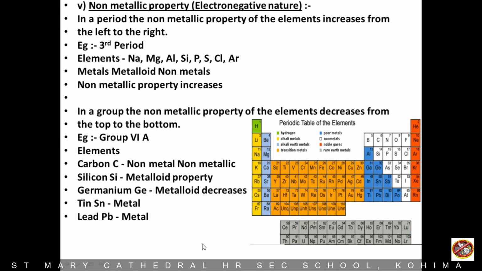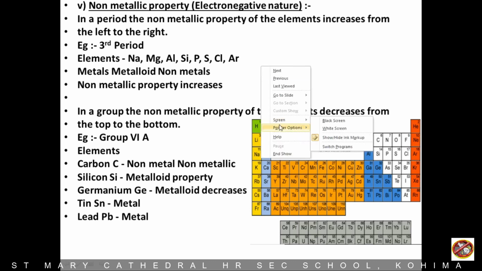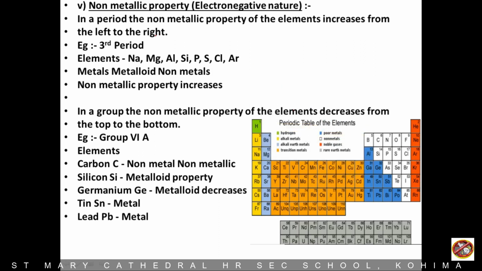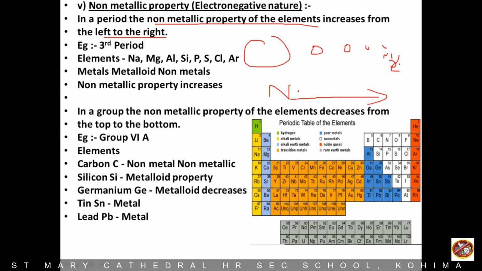Lastly, the non-metallic property. How do we say that an element has this non-metallic property? In a period, the non-metallic property of the elements increases from left to right. It increases because the size gets reduced. When that happens, electrons cannot move freely, and if they can't move freely, they cannot conduct electricity. So we can say that the non-metallic property increases from left to right.